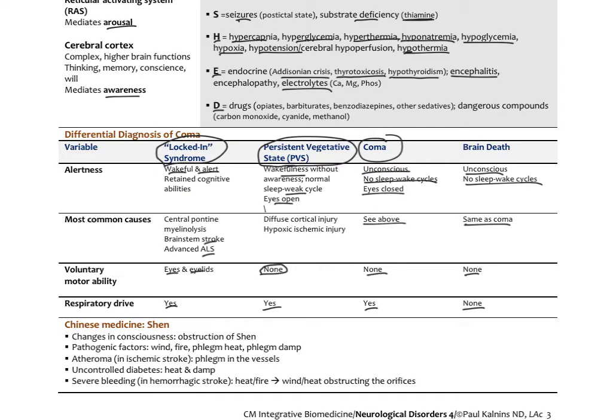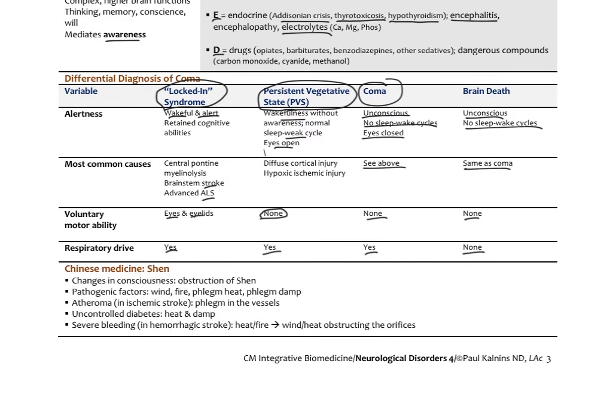In Chinese medicine, the concept of consciousness is related to the Shen, so we would relate these as Shen obstruction disorders via different pathogenic factors like wind, fire, phlegm, heat, damp. If we look at atheromas, for example, in ischemic stroke, we can think of that as a type of phlegm or phlegm fire. Uncontrolled diabetes would be maybe heat and damp. And then severe bleeding, like in hemorrhagic stroke, this would be more of a heat-fire condition, and or wind heat obstructing the orifices. So these are some of the names you might see given in some of the Chinese medicine texts that relate to these different disorders of consciousness.